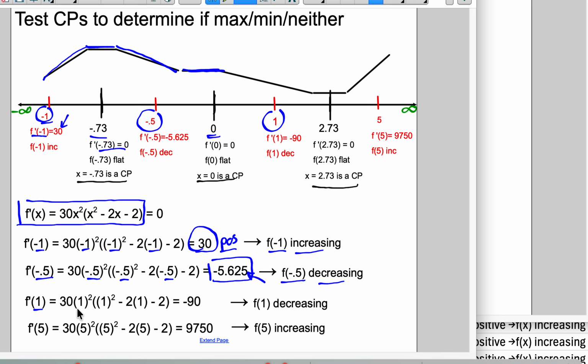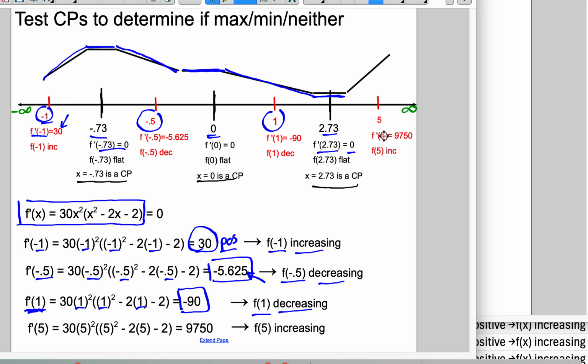Let me take my next test point when x equals 1. So I'm going to input 1 into my derivative function, and I see when I do that, I get negative 90. Because the derivative at x equals 1 is negative, it's telling me that f of 1 is decreasing. I get to my last critical point when x equals 2.73. I know that my derivative at 2.73 is 0, right? We solve for that, so that my f of x is flat.